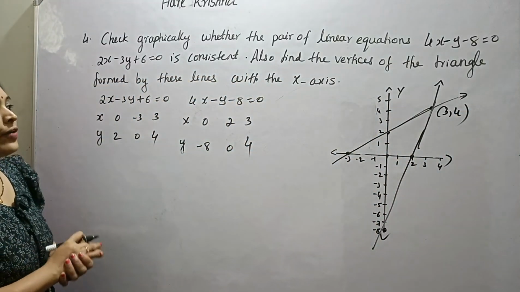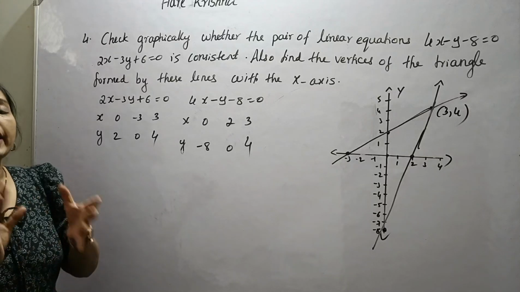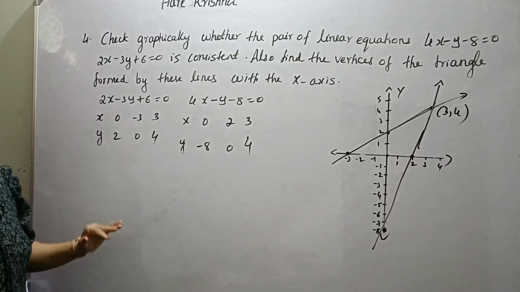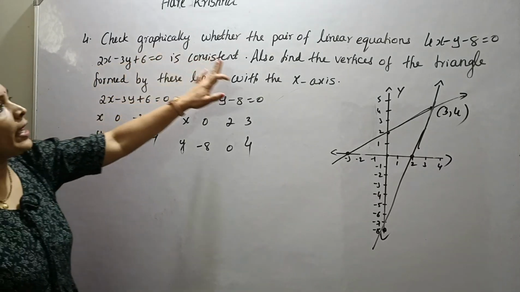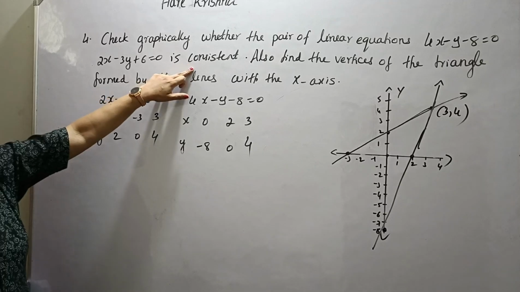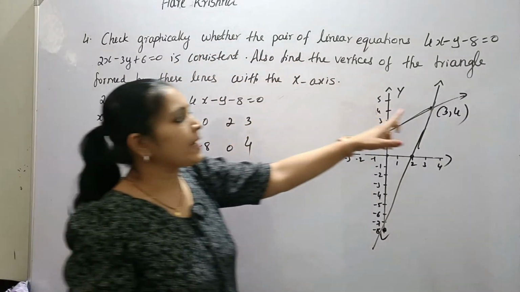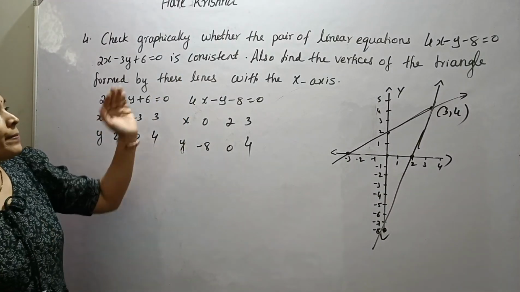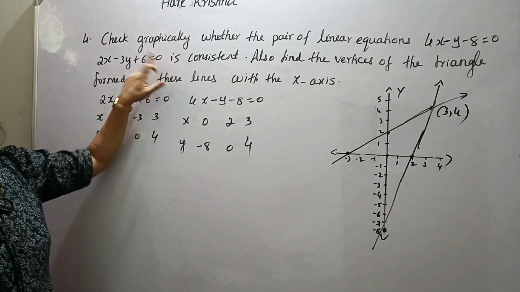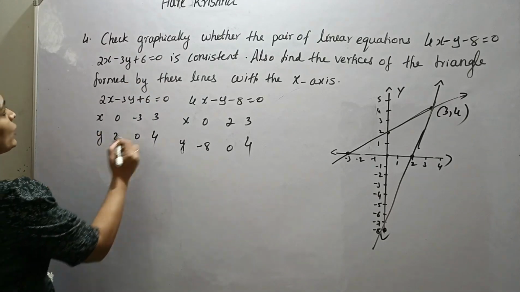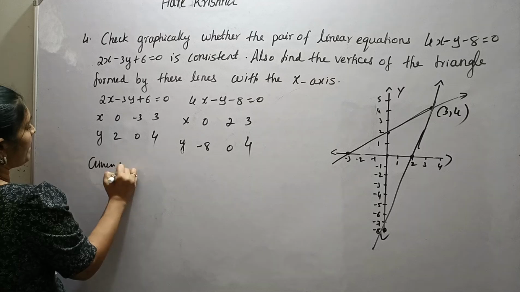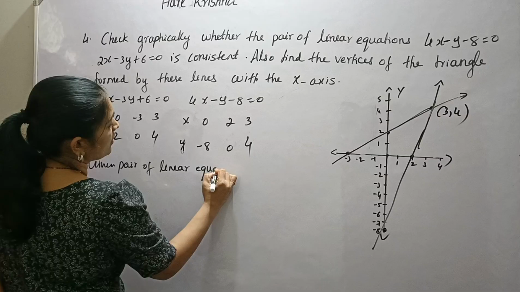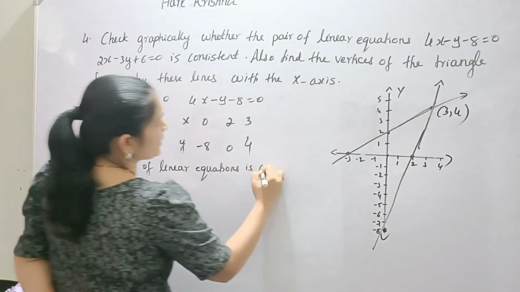Therefore, in this graph, we can say two lines intersect at a point, and according to the nature of these two lines, we can say this pair of linear equations is consistent, because it intersects at a point, that means these equations have a unique solution. Therefore, the given pair of linear equations is consistent.